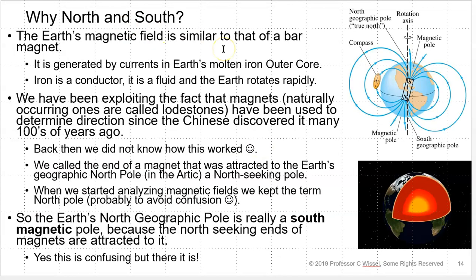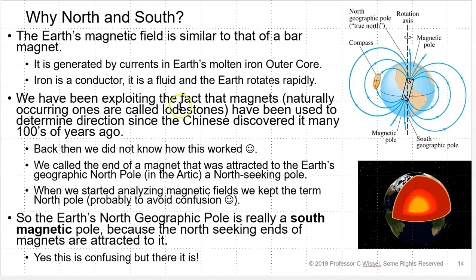Now, why do we call them North and South? Well, the Earth's magnetic field is similar to that of a bar magnet. It's generated by the currents in the Earth's molten outer iron core, and iron is a conductor. It's a fluid, and the Earth rotates rapidly. So the Earth is basically a huge electromagnetic generator, and we'll explain a little bit later when we talk about generators.